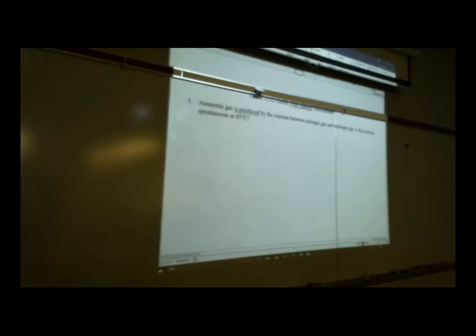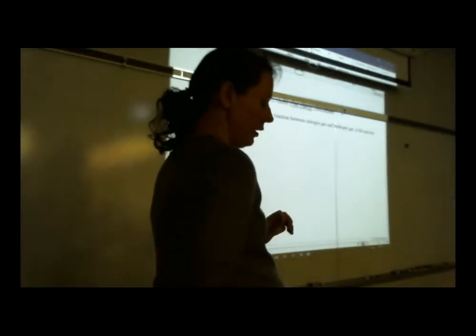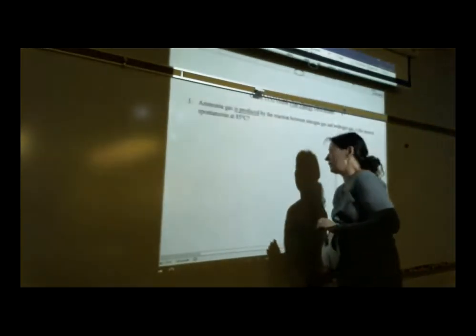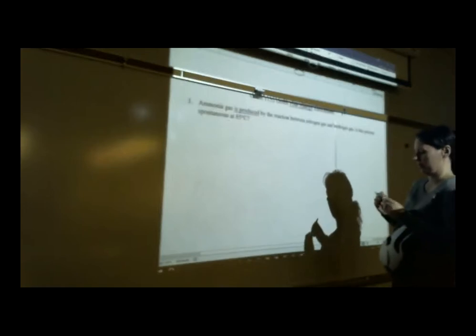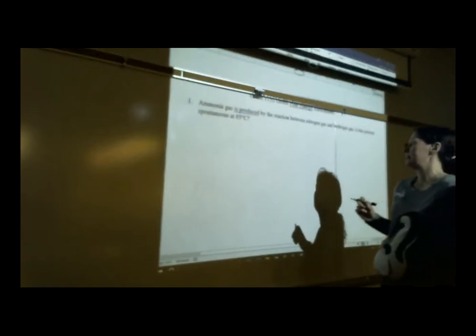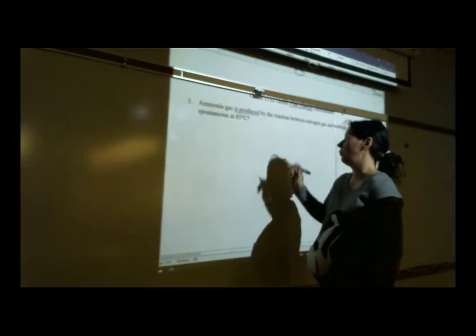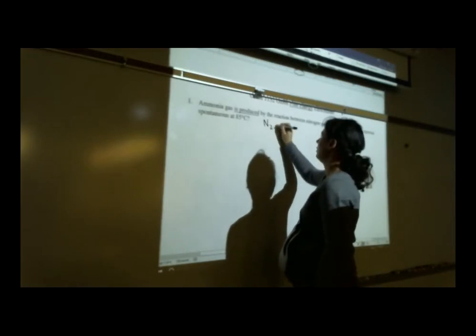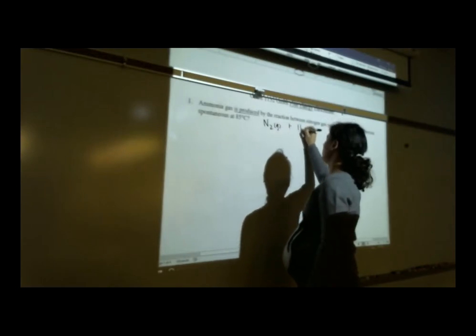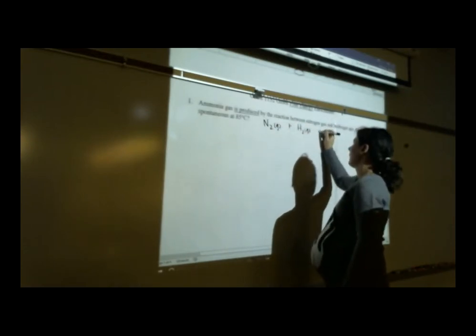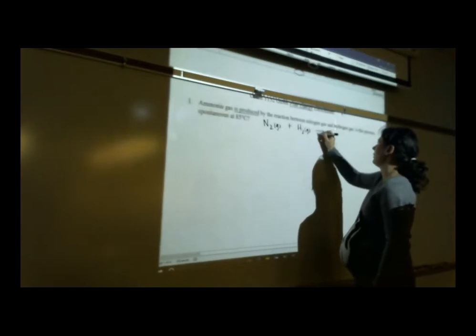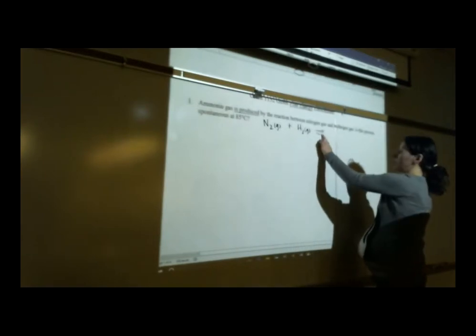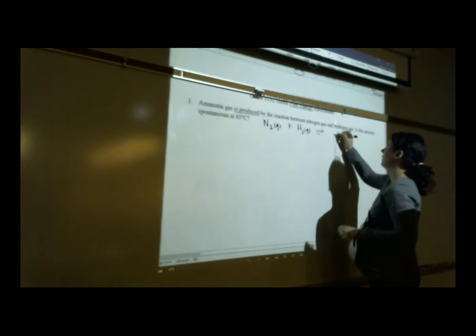All right, so first thing we're going to do, ammonia gas. We're going to look at some reactions involving ammonia. So ammonia gas is produced by the reaction between nitrogen gas and hydrogen gas. Are those monatomic gases or diatomic gases? They're diatomic, right? So N2 and H2. And what is the formula for ammonia? NH3, right.